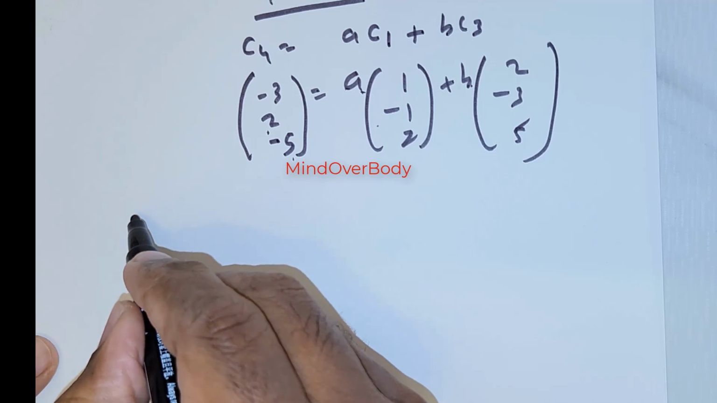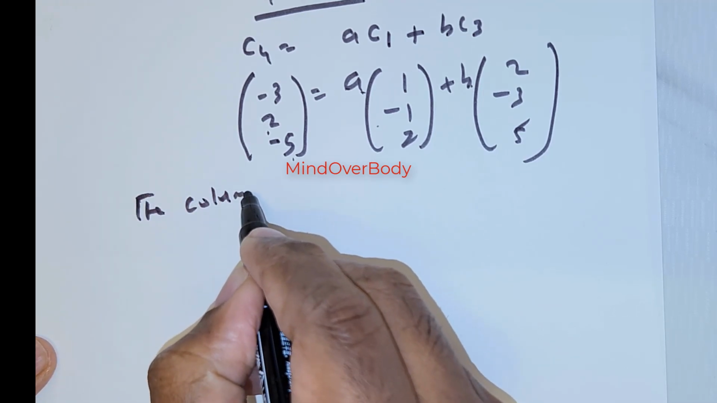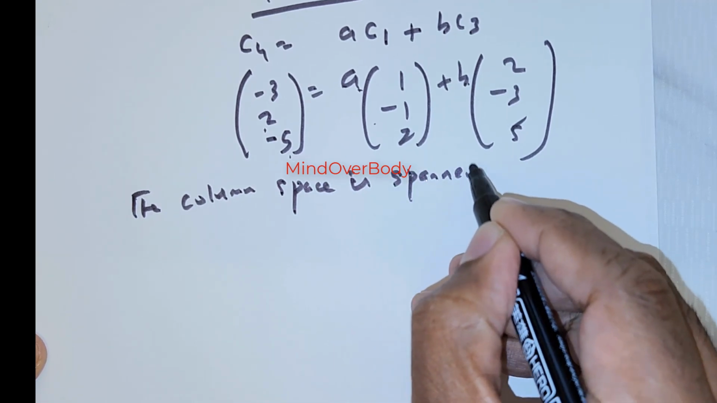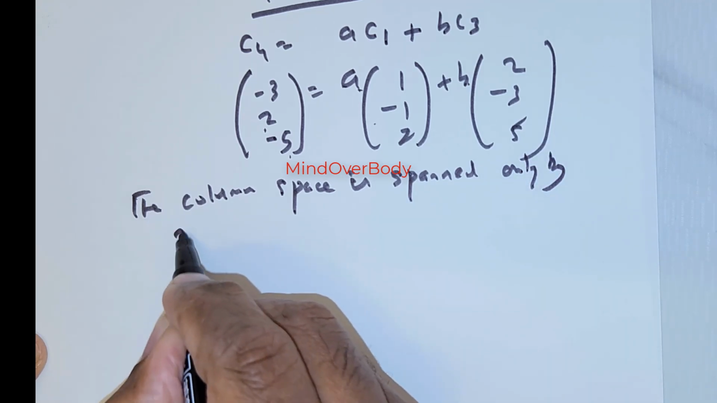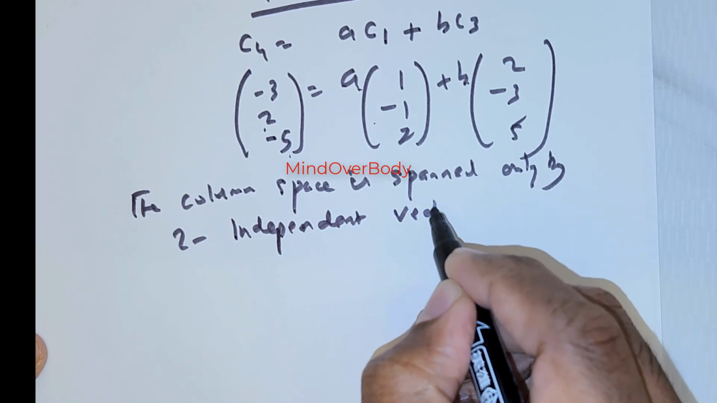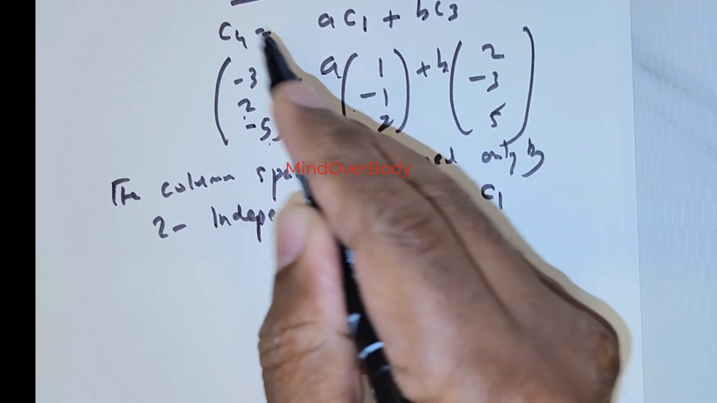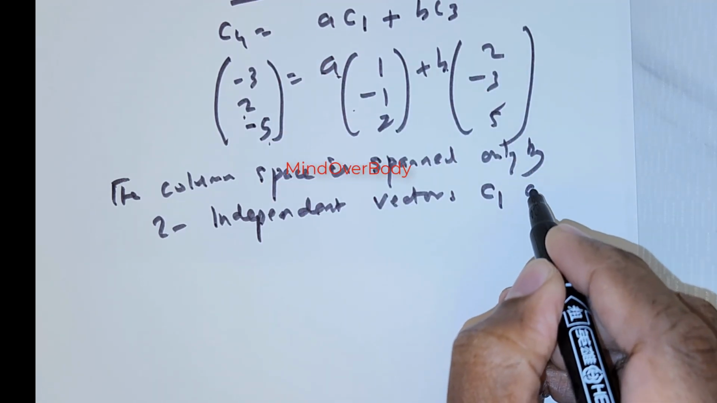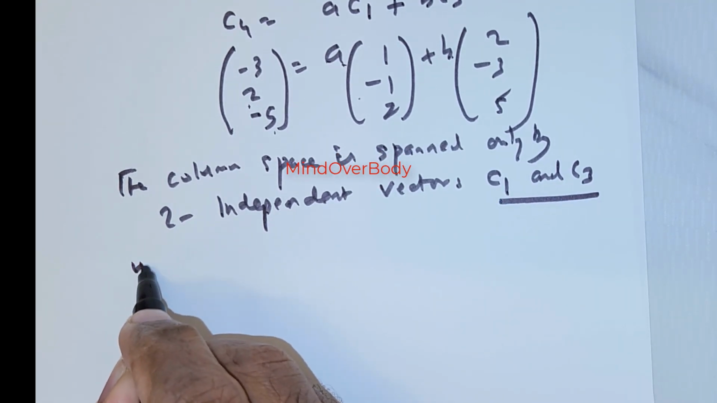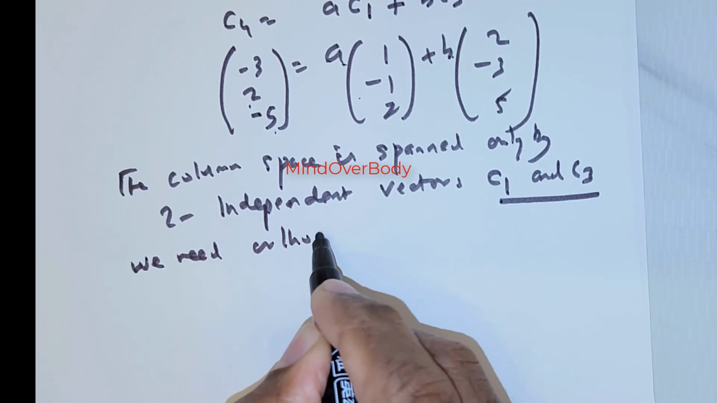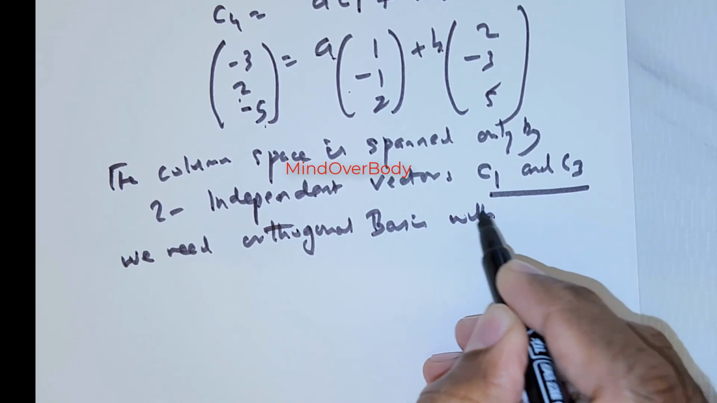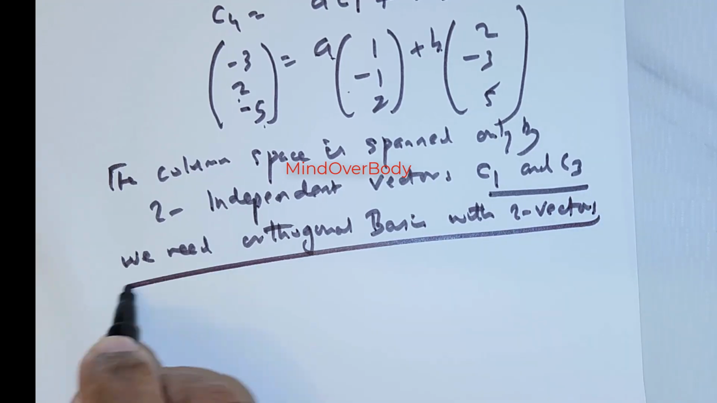So what is the conclusion? The column space is spanned only by 2 independent vectors. And what are those? They are C1, we see C1 being present everywhere, and C3. Okay, so we need an orthogonal basis with 2 vectors. So that is a requirement.